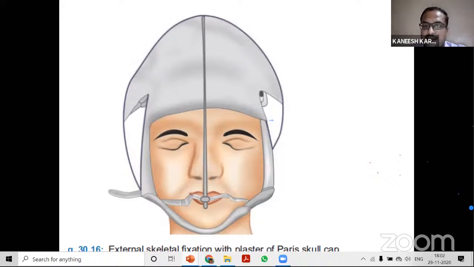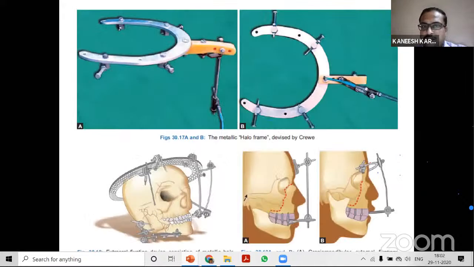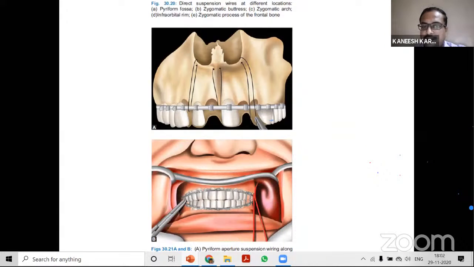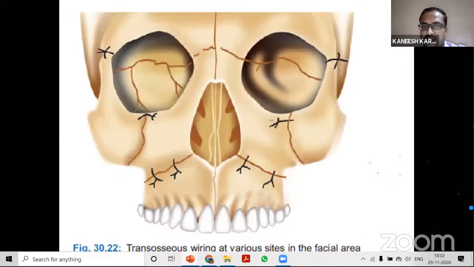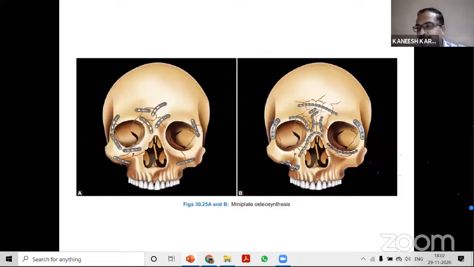This is the external skeletal fixation with the plaster of Paris skull cap. This is a halo frame. We don't use all these anymore, just for theoretical purposes. This is a suspension wiring. This is transosseous wiring. Nowadays, mostly it is not used. We use only mini plates like this. This is a mini plate osteosynthesis.